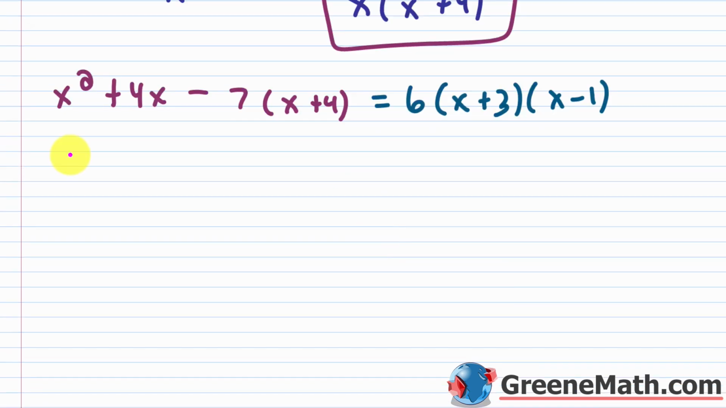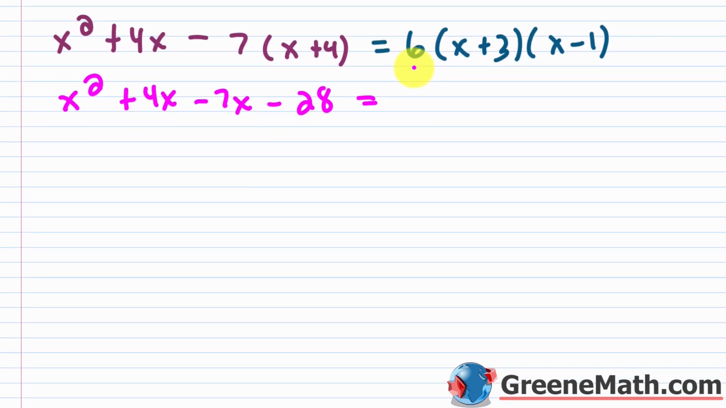So on the left side, let's say we have x squared, and then plus 4x. And then this negative 7 is multiplied by x, so that's negative 7x. And then negative 7 times 4, that's minus 28. And this equals, then for this one, we can go to our unfactored form. So that was 6x squared, and then we had plus 12x, and then minus 18. Looking at this, we can see we have a quadratic, so I'm just going to put this into standard form.